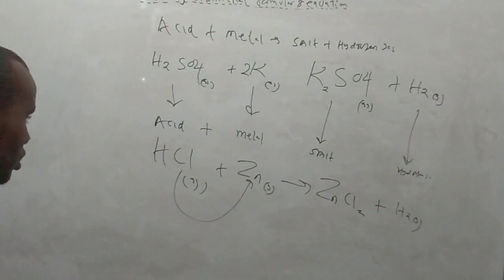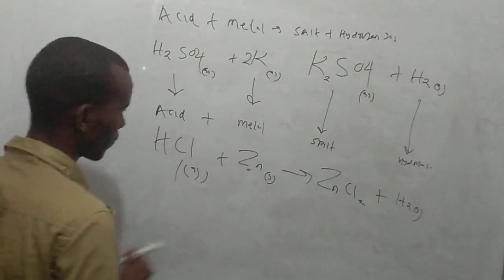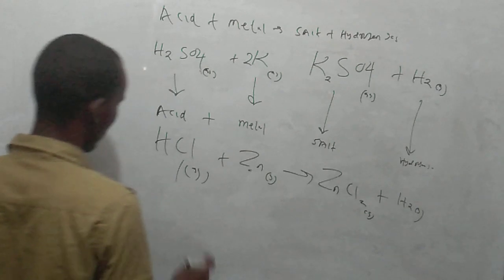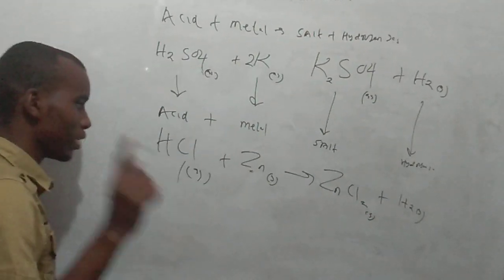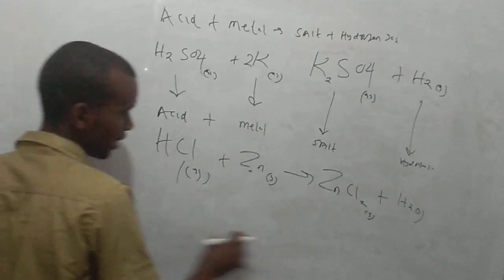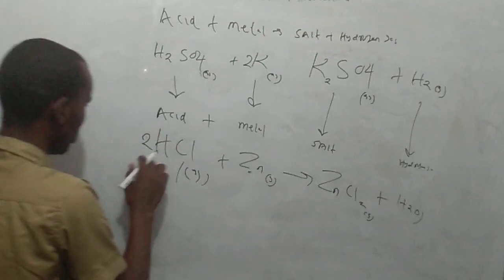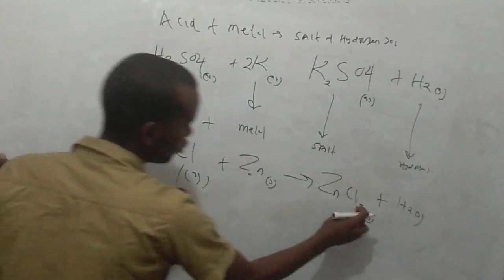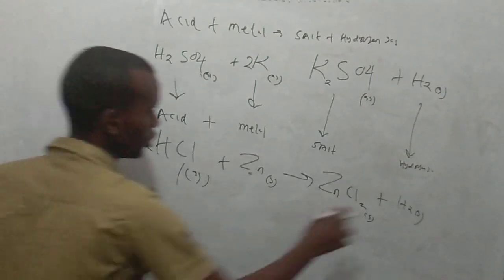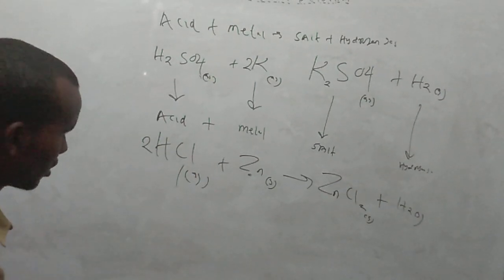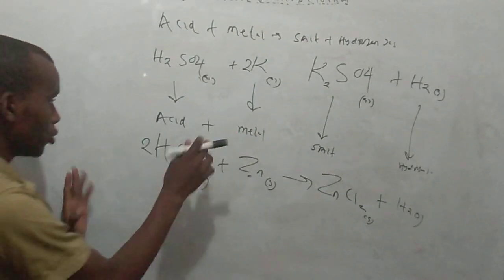So if we are to balance this equation, we have hydrogen 1, hydrogen 2. Now we need to balance hydrogen because the reactants are not equal to the products, by putting 2 before HCl. 2 hydrogen. Chlorine here we have 2 chlorine. Zinc is 1. Hydrogen is 2. Now this equation is balanced. I think that's enough for acid plus metal. So if there's any scenario, you know how to deal with this.